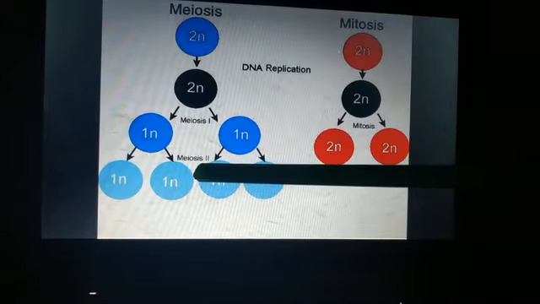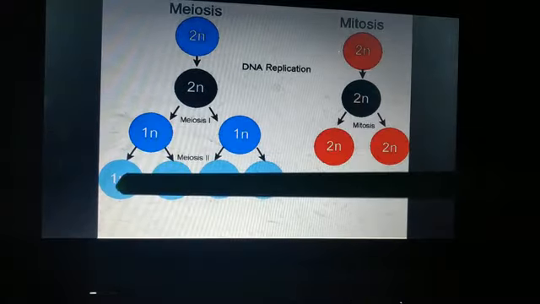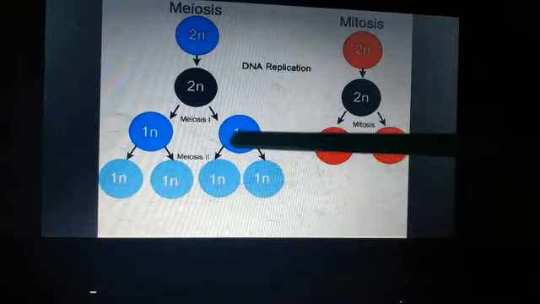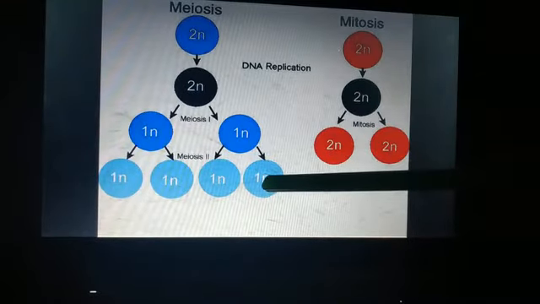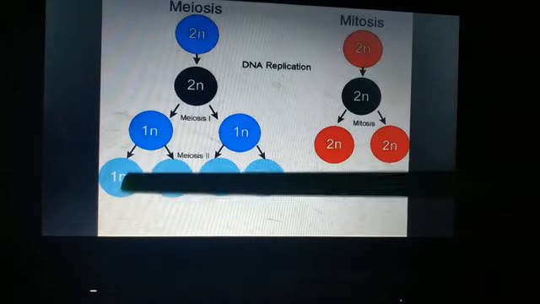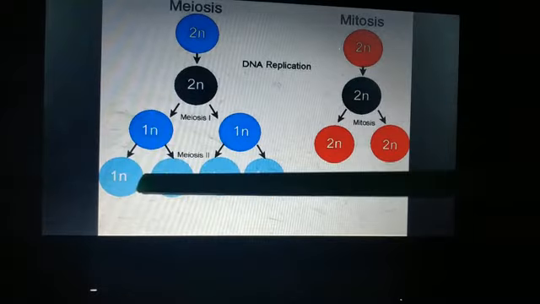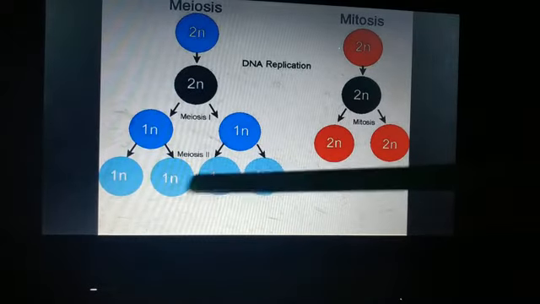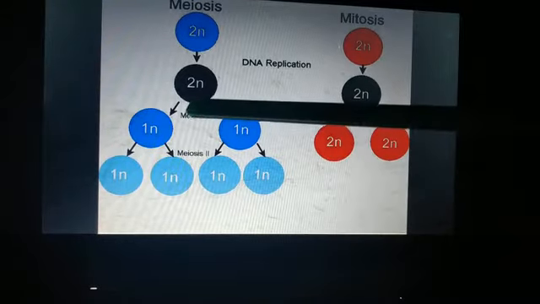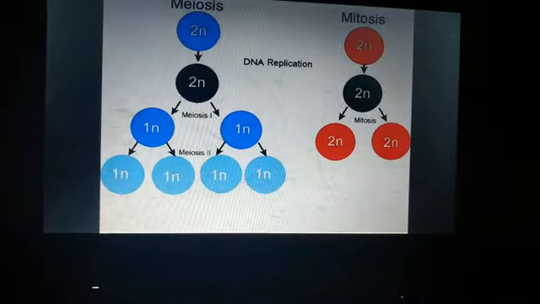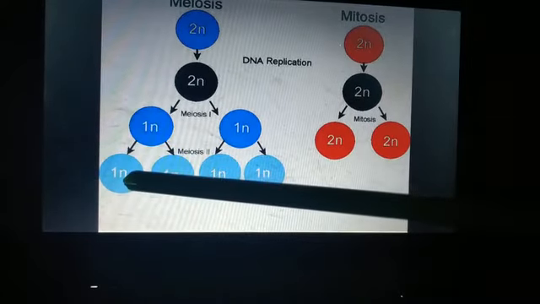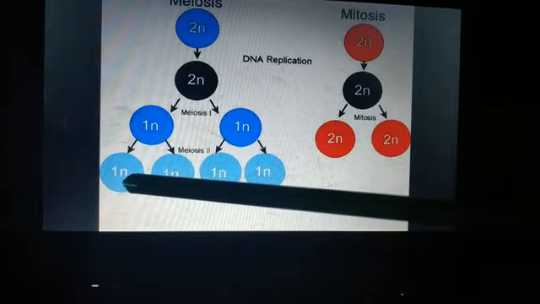In meiosis 2, from n we are getting n only. From each of these n cells we are getting 2 cells, so in total we are getting 4 haploid cells. This was diploid 2n, and these n are haploid, and in total we get 4 haploid cells. And here we can see that in meiosis 2 it is equational division, not reductional division.